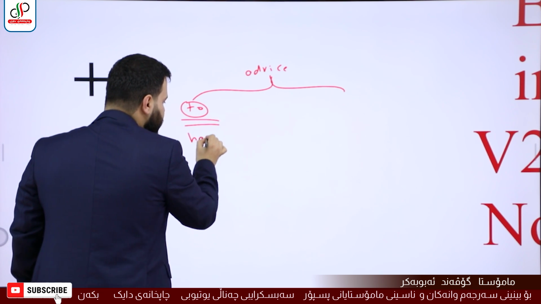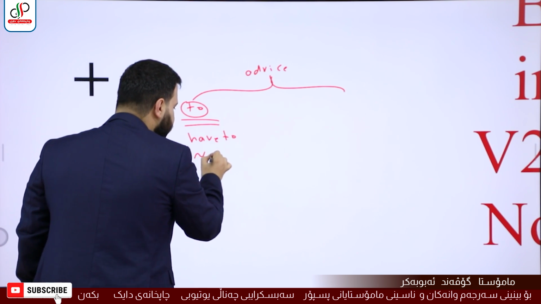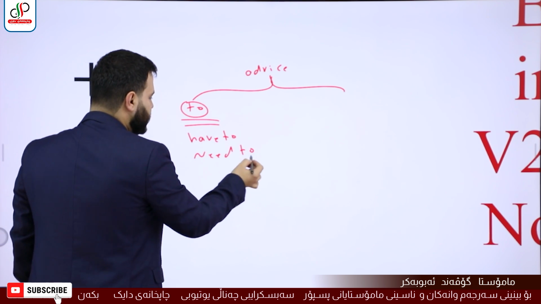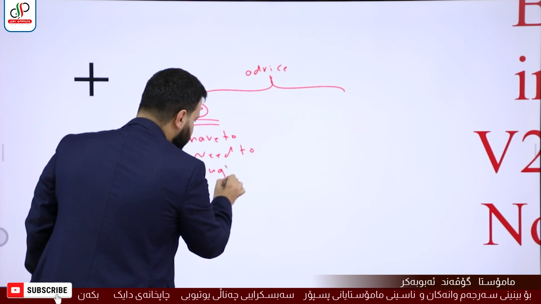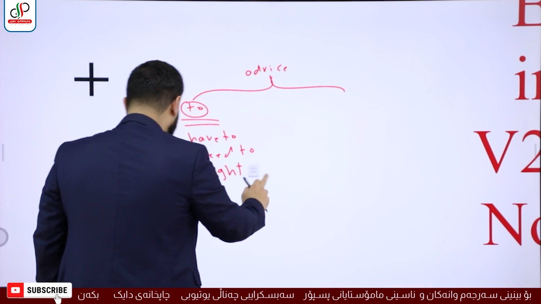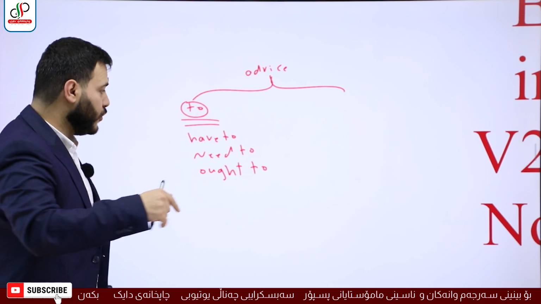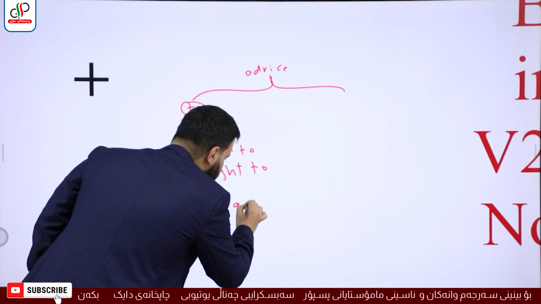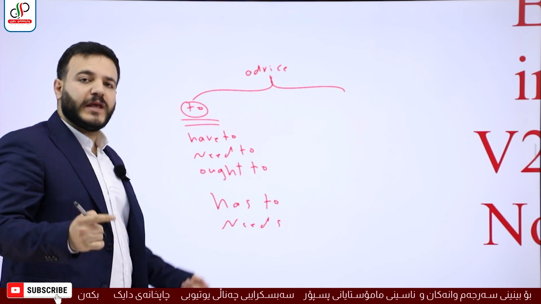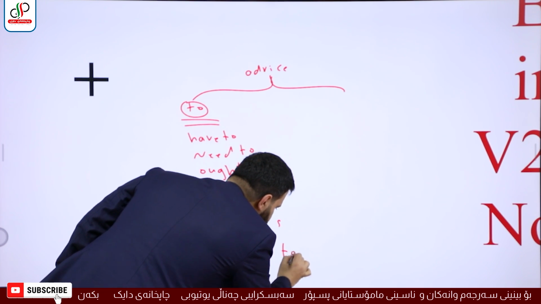For example, some modals with to. The first one is have to. This is a modal with to. And also we have need to. And then we have ought to. It's not out, it's ought to. Okay? Guys, and also, do we have anything else? Yes, of course. We have has to or needs to. And finally, we have had to for the past form. Let's explain them.